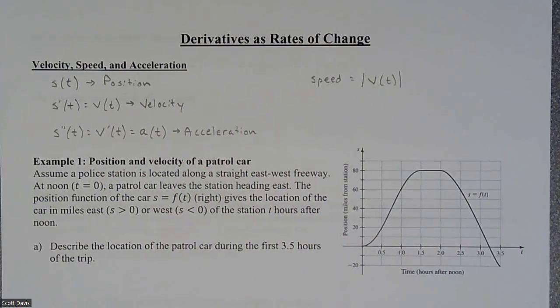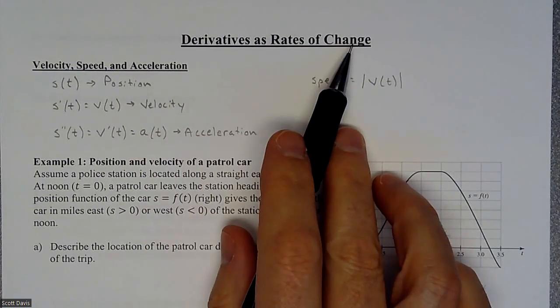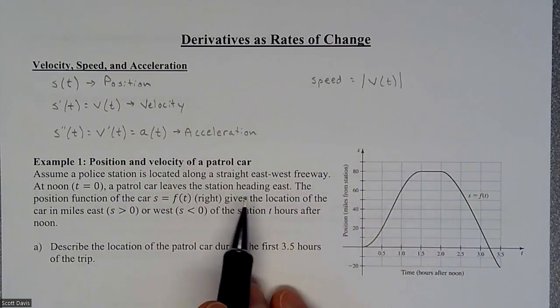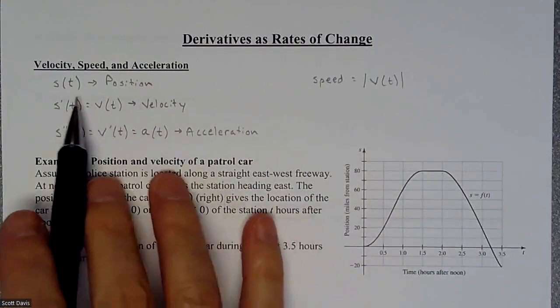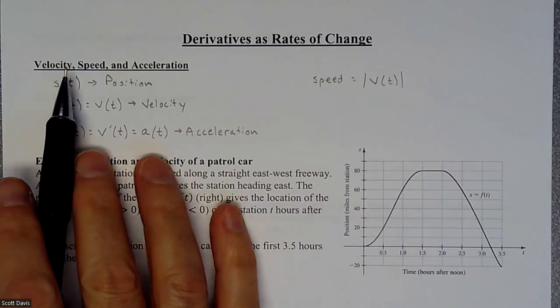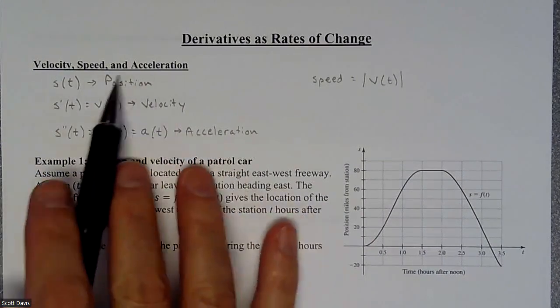In this example, we're going to start talking about derivatives as rates of change. Basically, we're going to be talking about some word problems. So just to summarize a little bit what we've got going on, we have velocity, speed, acceleration, all these things have some meanings.